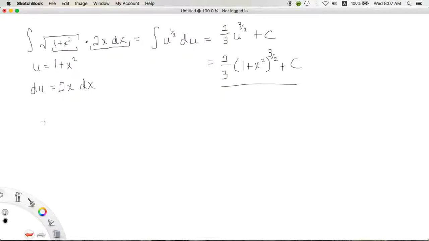How about this one? What if we have the integral of x squared times the sine of x cubed dx? Well, we know how to take the integral of a sine function, and we know that the derivative of x cubed is 3x squared. We have this x squared here, so let's see if we can use u is x cubed so that we can substitute this in.